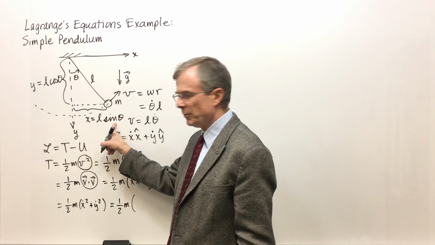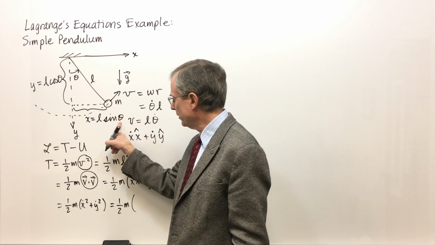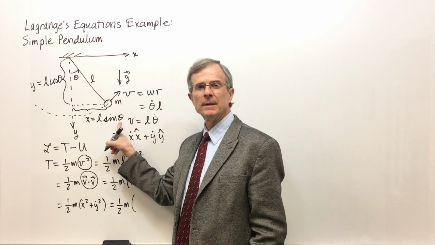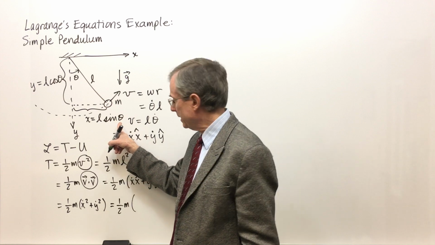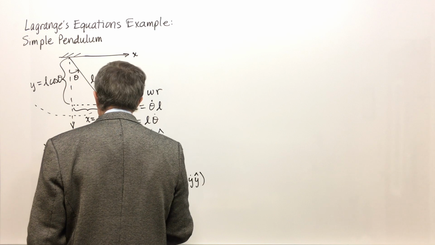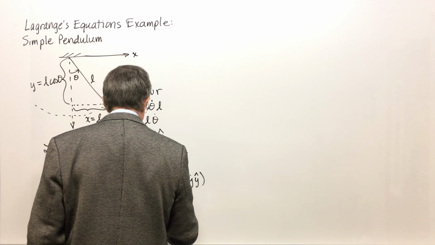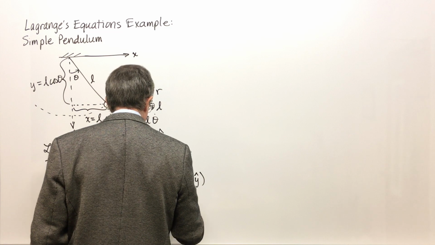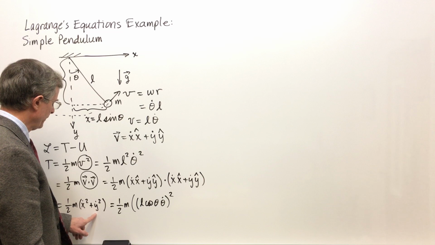And since we're taking the derivative with respect to time and not theta, then we have to take the derivative of the inside of the sine. So the derivative of theta with respect to t is theta dot. So that x dot is just going to be L cosine theta times theta dot. So that's this x dot squared right here.